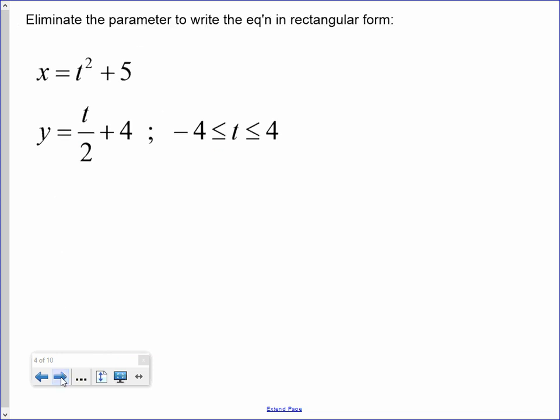Okay, now another task that you'll be asked to do, we're going to work with the same problem. Another task that you'll be asked to do is, then, can you take a set of parametric equations and eliminate the parameter? So we want to eliminate the parameter here. Remember that the parameter is that extra variable, not x or y. It's usually time or angle, so t or theta. So we want to eliminate t. And if we eliminate t, we'll be writing this equation in its rectangular form, which would be just x and y's.